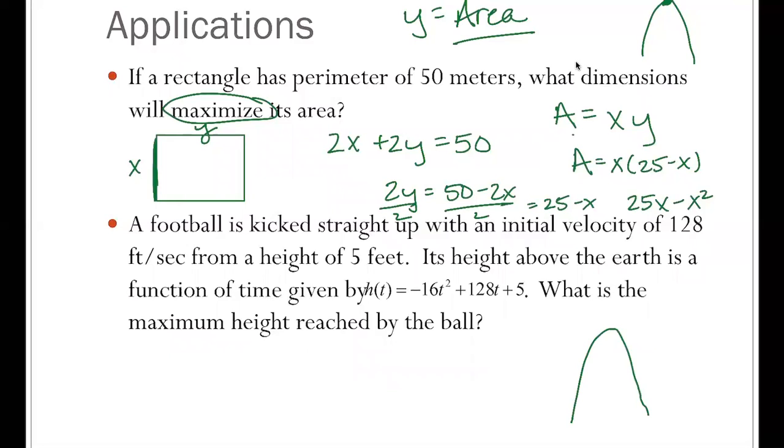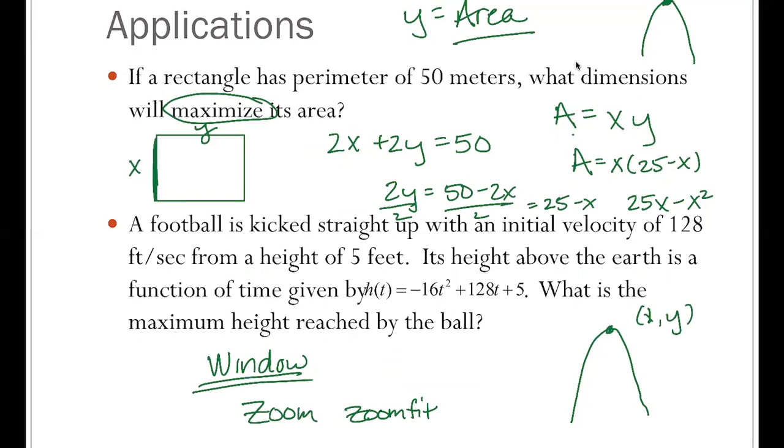However, you will have to adjust your window. So you will go into window, and you're going to have to change your x-mins and x-maxes to where you can see the whole picture. Another way to do this is to use zoom and zoom fit. Zoom fit will kind of give you where the picture is, but it may not be perfect, so you still may have to change your window to be able to find that maximum value. Again, when you find this, you will find it as x, comma, y. The x will represent the time, and the y will represent your height.